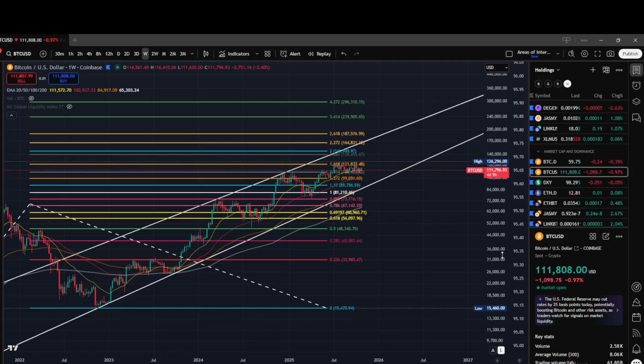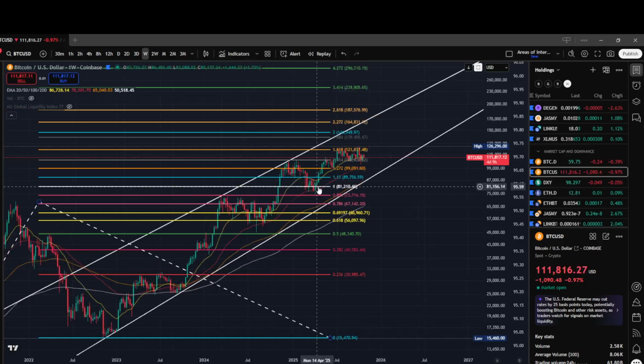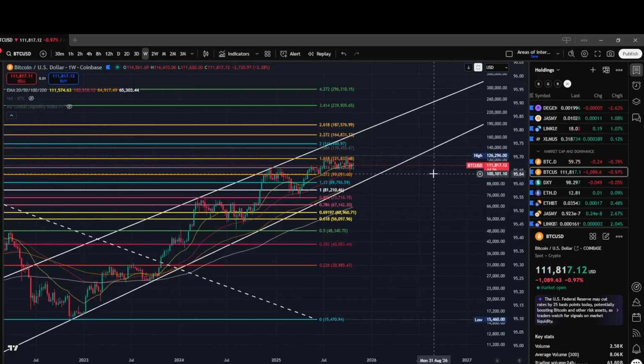I had a sub ask what the price target is for Bitcoin, and this isn't a channel to give you exact price targets. I like to give ranges just because I don't know how price is going to interact with certain resistance levels.